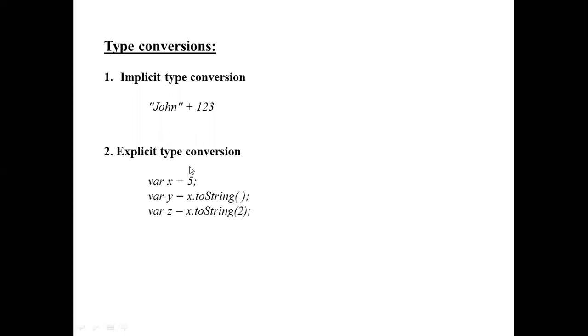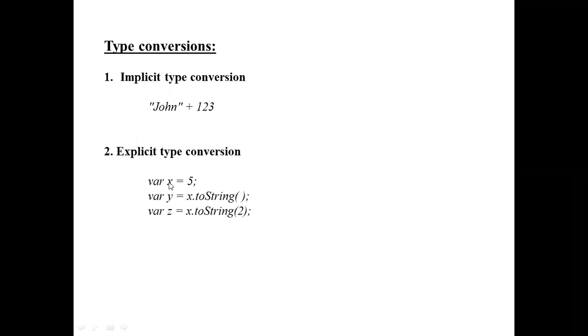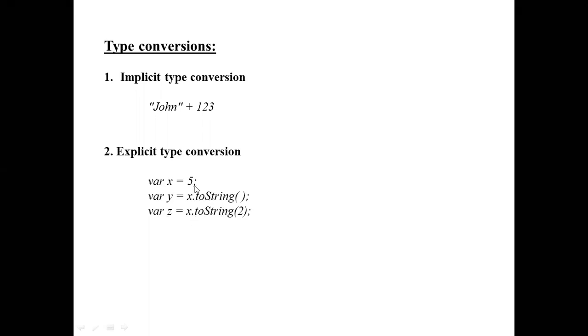Next, explicit type conversion. This type conversion is done by the programmer. Here there is a need for the programmer to force type conversion. So this conversion is done by the programmer. Here var x = 5. This 5 is a number that is converted to a string here, x.toString(). Here toString is the method that is in the string object. So 5 is converted to a string by the programmer. Next, var z = x.toString(2). Here 5 is converted to a string in the base 2 format.